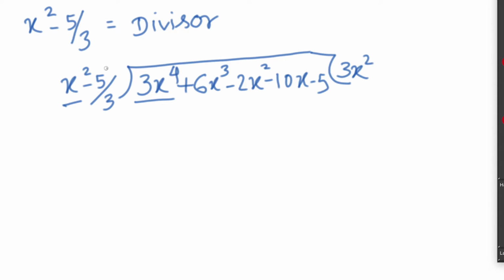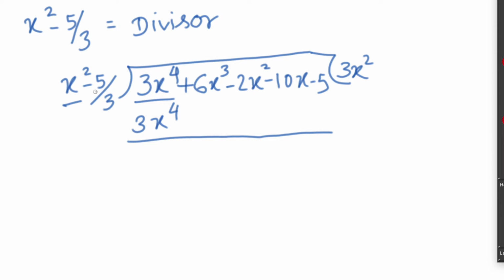So when we multiply x square into 3x square, we are going to get 3x⁴. So what we have to see is that in every line we should get the first term the same. We have to divide according to the first term. We have to make the first term the same.